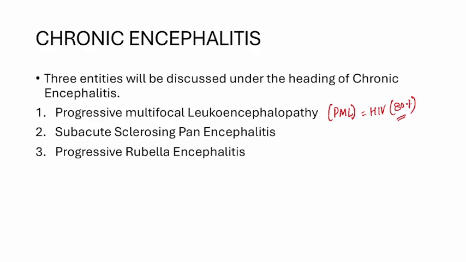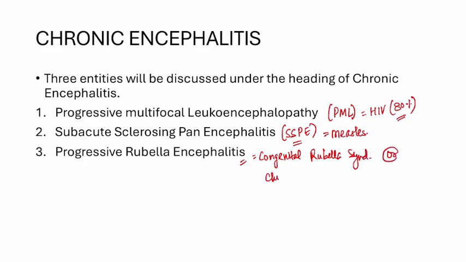Subacute sclerosing panencephalitis, SSPE. It is associated with measles virus. A hypersensitivity reaction to measles virus, or autoimmunity which is triggered by measles virus. Then is the progressive rubella encephalitis seen in congenital rubella syndrome or childhood rubella.